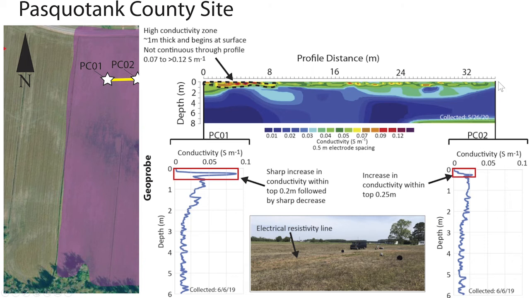And so that's really consistent again with what we're seeing in this resistivity data, where we don't see really high conductivities in our image at all. And so far, what we're really seeing is this high concentration of salinity near the surface, but it's not everywhere at this Pasquotank County site. And so we can go and collect data in additional lines.